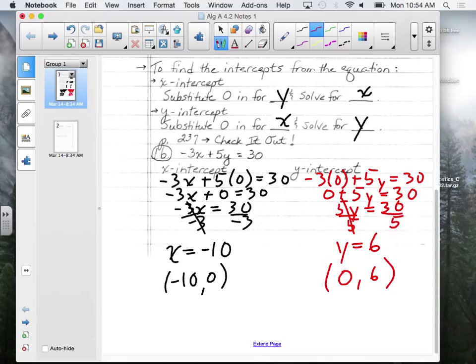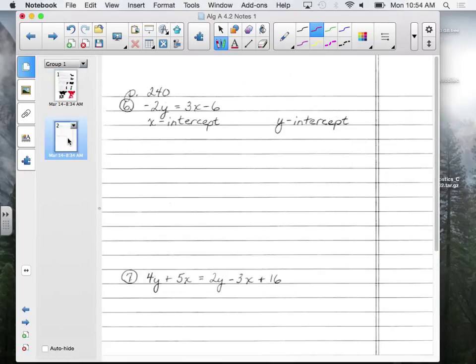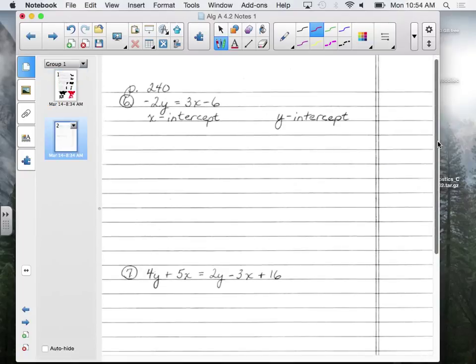Okay, so you're doing it algebraically. You've got to make that connection to the graph though. Don't leave them separate from each other. The graph and this all go together. All right, so we can move on to the next page. Then we'll go to page 240, that's where the next problem is.